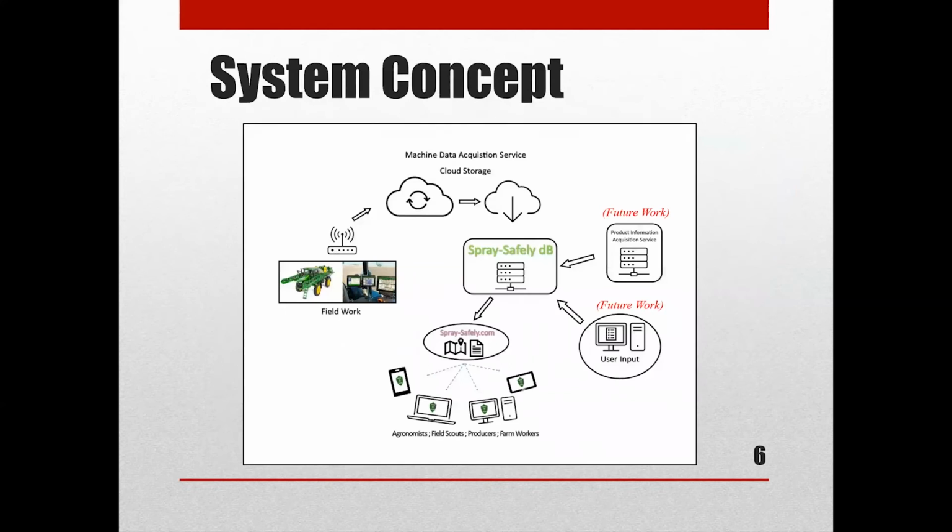Our system concept was to pull the information from the field computers in these tractors and upload it wirelessly to a cloud storage system, which is currently being done by equipment manufacturers. Our system would then pull the information from this cloud storage system, analyze and process it, and provide an output to our users, who are field scouts, producers, and farm workers. Where we would like the senior design team to pick up would be to implement a connection and acquisition service from a product information service API, as well as build in some user functionalities such as user inputs and reporting functions.